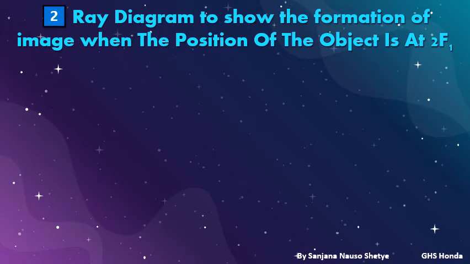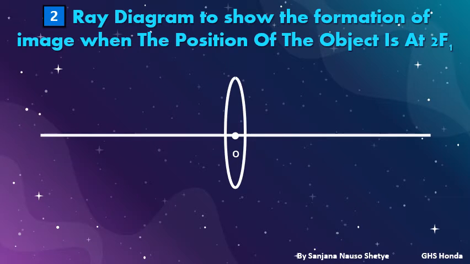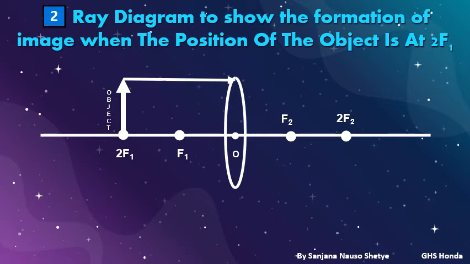Second, ray diagram to show the formation of image when the position of the object is at 2F1. Draw a convex lens, mark the point O at the center of the lens, draw the principal axis, mark the points F1, F2, 2F1 and 2F2 at equal distances which represent focal length. Draw an upward arrow which represents an object.